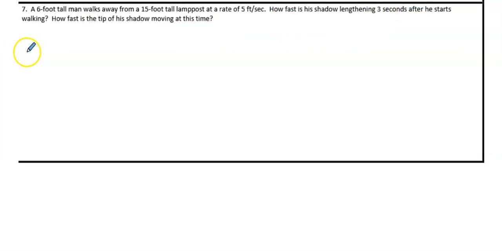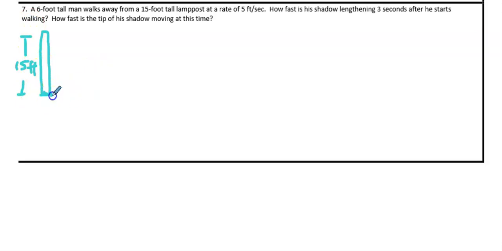Okay, so let's look at question number 7, which is the third example of this video. So it says a 6-foot tall man walks away from a 15-foot tall lamppost at a rate of 5 feet per second. So first thing we're going to do is draw ourselves a lamppost, and we know that this is 15 feet. This one will not be Pythagorean theorem, by the way. You're like, oh, they're all of them. Yeah, this is not Pythagorean theorem.